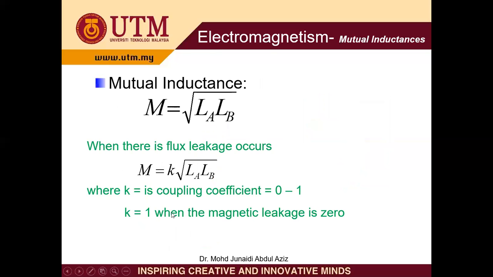If there is a flux leakage, we need to put a constant K here, which is the coupling coefficient. This coupling coefficient can range from 0 to 1. When there is no magnetic leakage, we can set K equal to 1. In general, we always ignore the magnetic leakage in our analysis, and we always use this equation for our analysis.